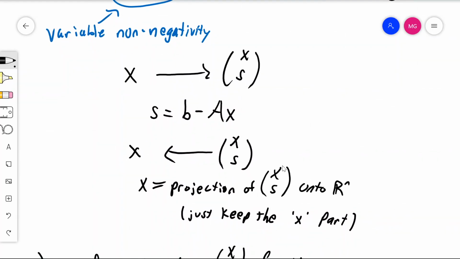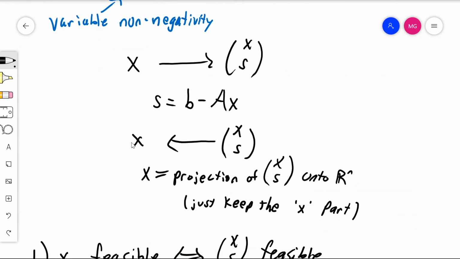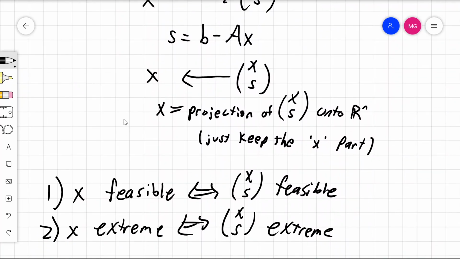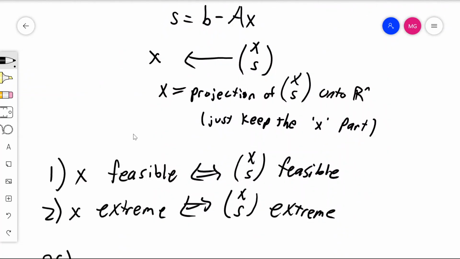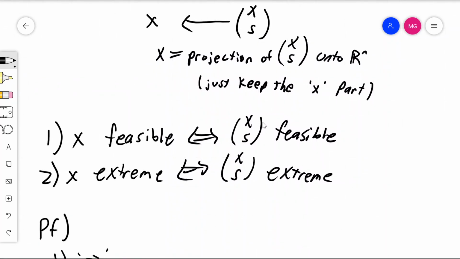So x is just projecting this overall vector x and s onto the first n components, onto R^n. It's just keeping the x components and forgetting about the s components, because we don't use slack for the original linear program. And then what we said in the prior video, and this is true in this general format, is that x is feasible if and only if the corresponding x with the slacks is feasible for the SEF version of the linear program.